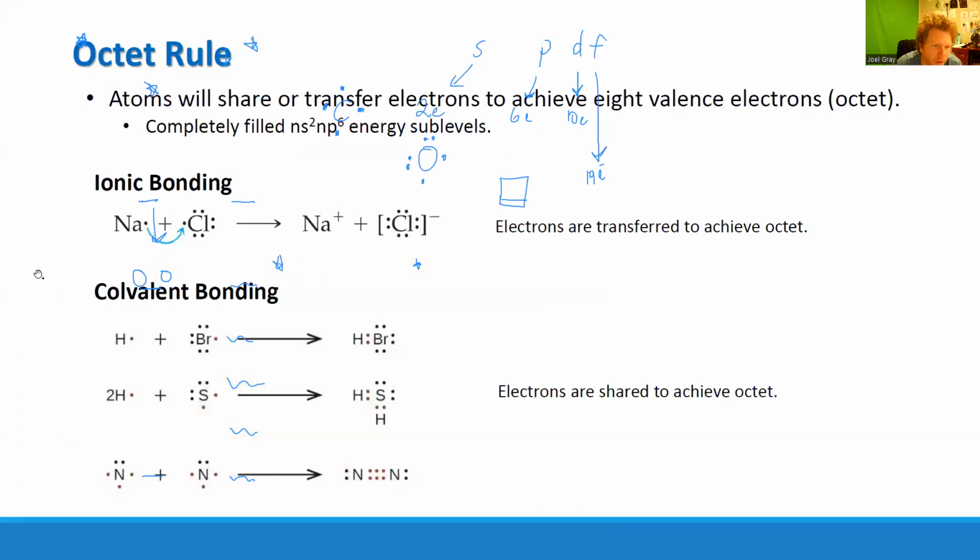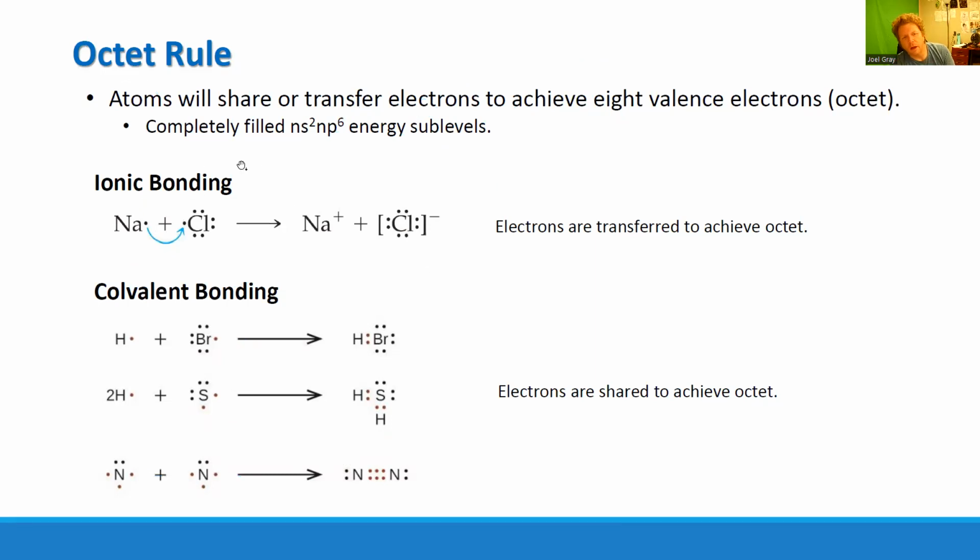Now let me clear all that writing, clear all drawings. Now, the octet rule is the rule that we follow: atoms will share or transfer electrons to achieve 8 valence electrons. An octet, 8 valence electrons, 8, octo, octagon, octopus, octagonal. That's kind of octagon, but nevertheless.